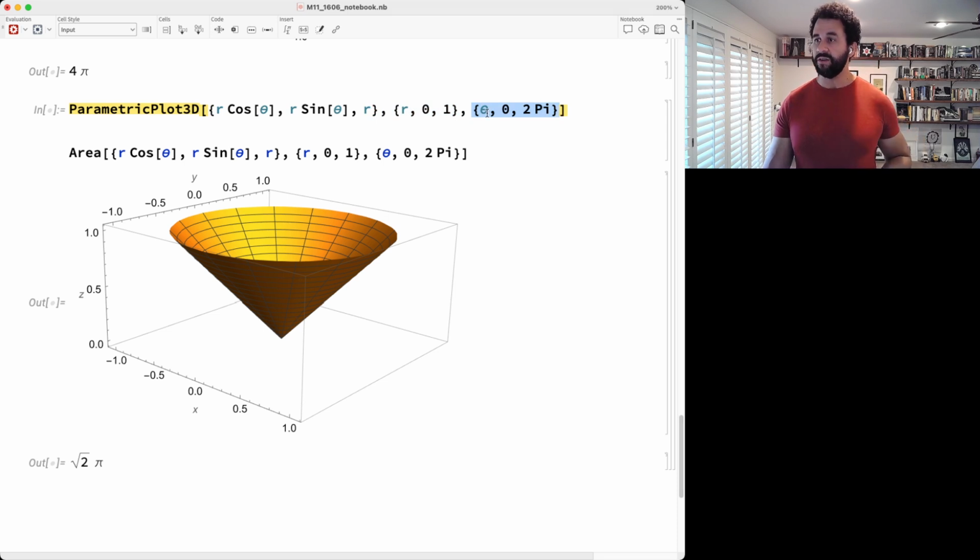Oh, just a quick reminder, if you want to get this theta letter, you can type escape theta escape, and then it will give you this actual theta symbol.